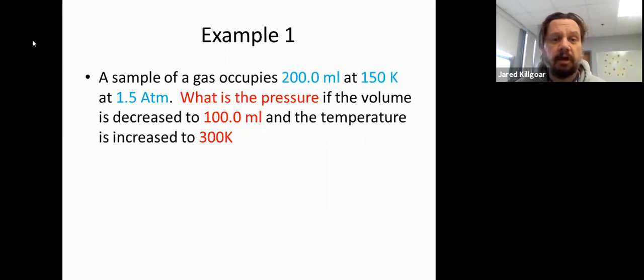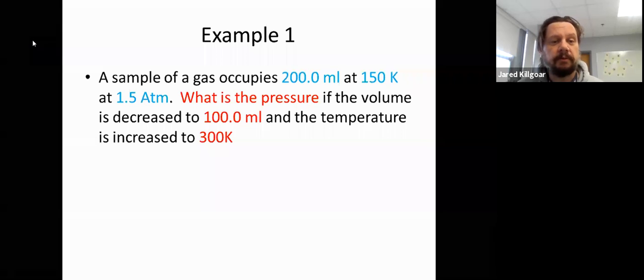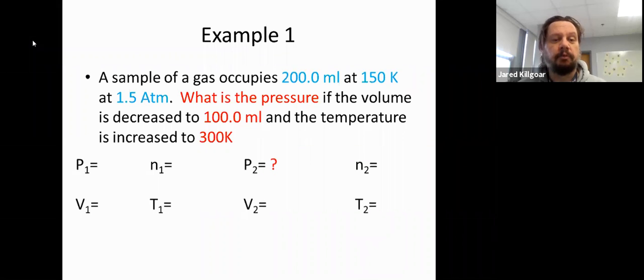So here's an example of a gas law problem. A sample of a gas occupies 200 milliliters at 150 Kelvin and 1.5 atmospheres. What is the pressure if the volume is decreased to 100.0 milliliters and the temperature is increased to 300 Kelvin? So let's go about how we'd solve this. First off, I would set up a chart with all my variables. And then I would go through the problem and identify what's given.